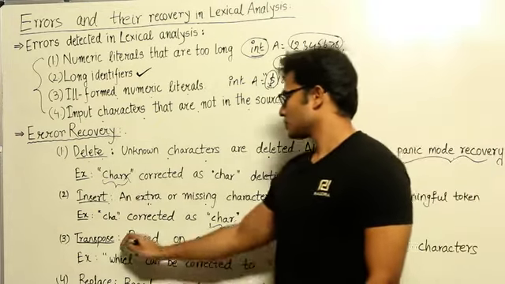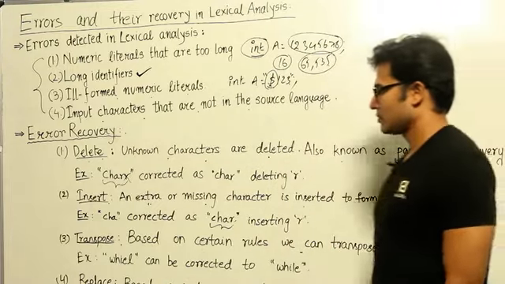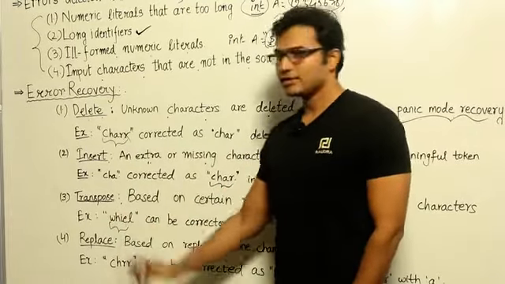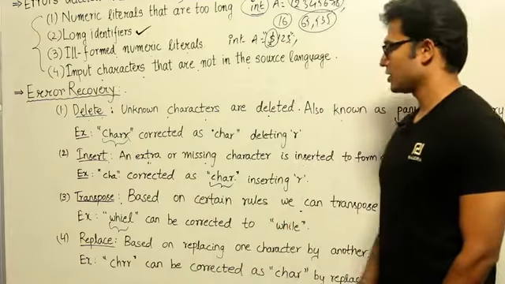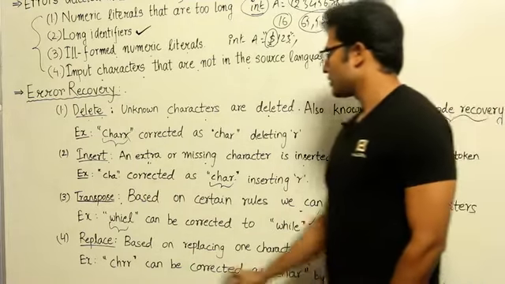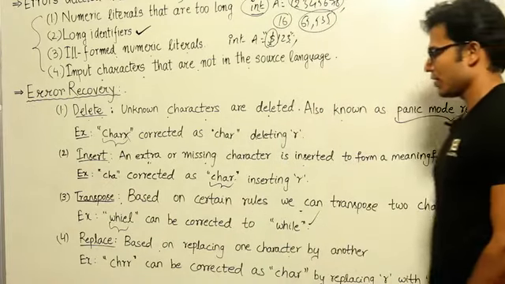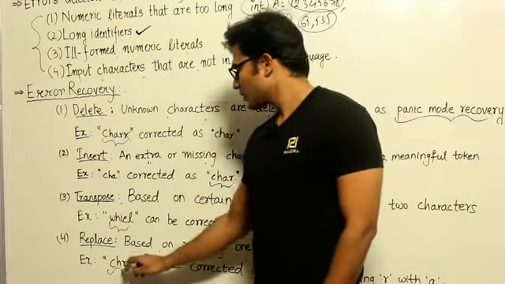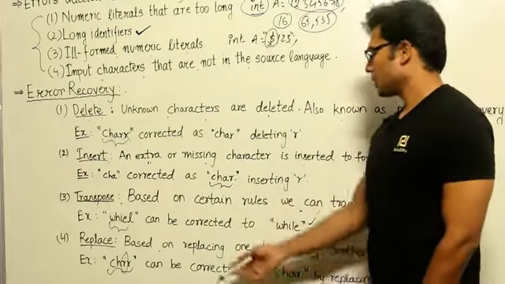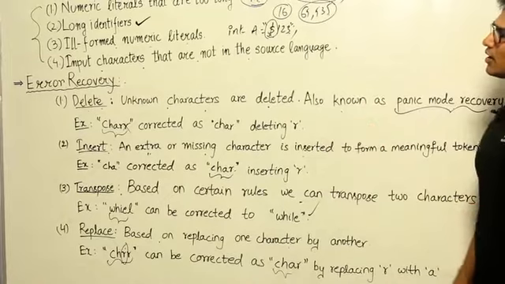And the next one is transpose. Based on certain rules, we can transpose two characters. For example, if you are going to write while, and by mistake you have written the letters in the wrong order, then your lexical analyzer can find it out and replace it, so that while will be formed. And then there is replace, replacing one character by another. So if you have CHRR written, then you can replace R with A, and you get char. So these are the various recovery actions that our compiler can take.